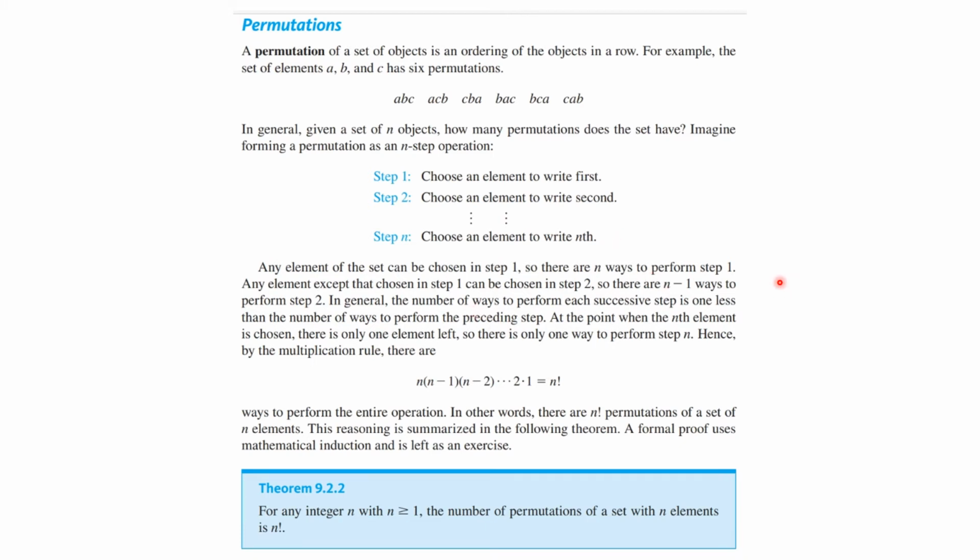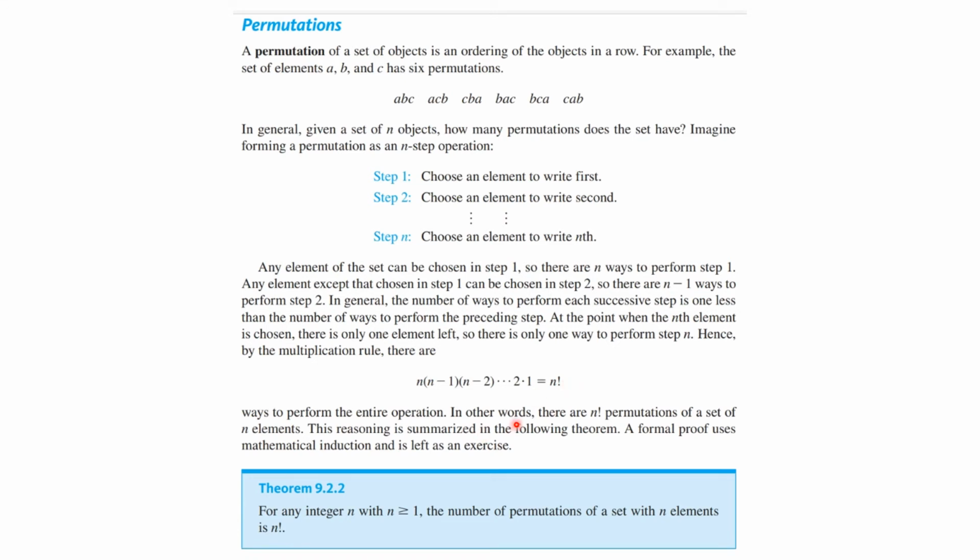Now, any element of the set can be chosen in step 1, so there are n ways to do that, but then we can't reuse that in a permutation, so that means there are n minus 1 ways to do the next one. And so you see, if we just drew the little slots where we were putting things, there'd be n ways for this one, n minus 1 for that one, n minus 2 for that one, dot, dot, all the way down to 1. This is n factorial. We talked about the definition of factorial before.